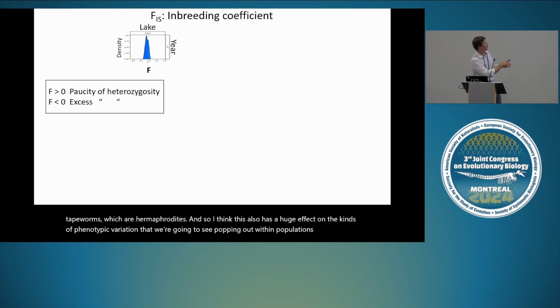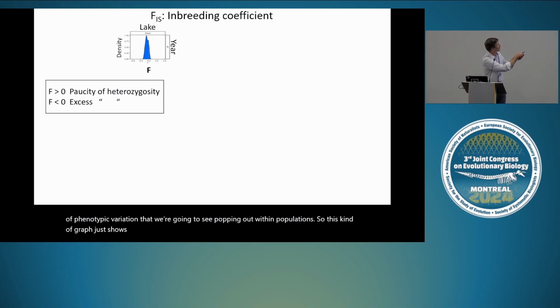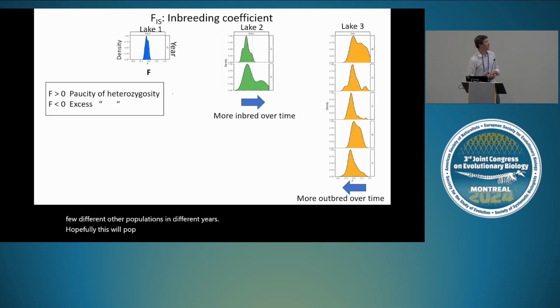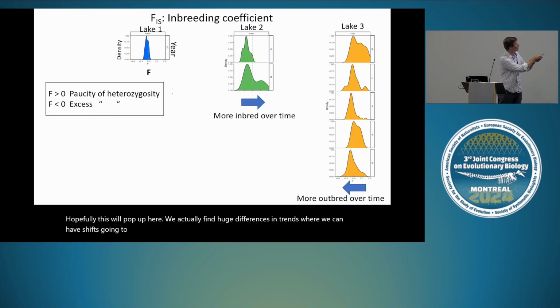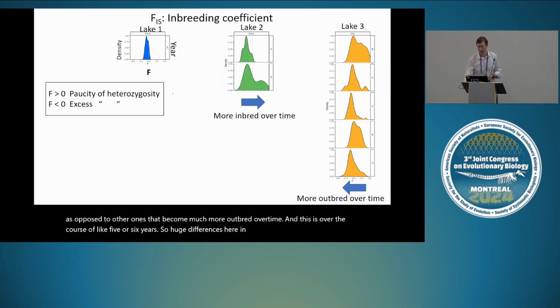So this graph just shows that an F statistic of 0 means basically the expected number of heterozygotes that are popping out of a population. But when we look across a few other populations in different years, hopefully this will pop up here, we actually find huge differences in trends, where we can have populations becoming much more inbred over time in the same lake, as opposed to other ones that become much more outbred over time. And this is over the course of like 5 or 6 years. So huge differences here in genetics that we just don't know how to deal with yet.